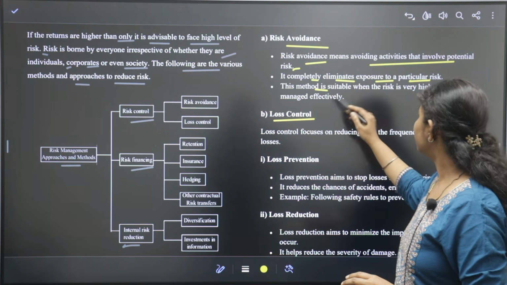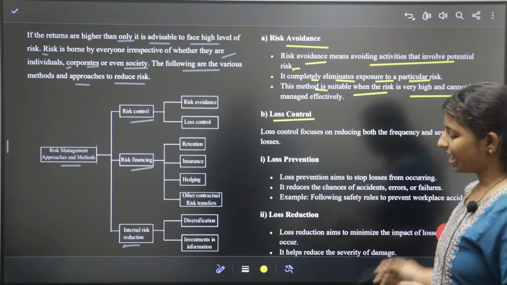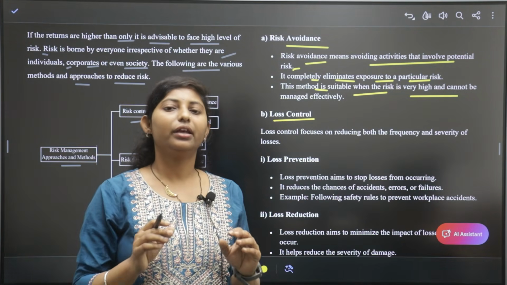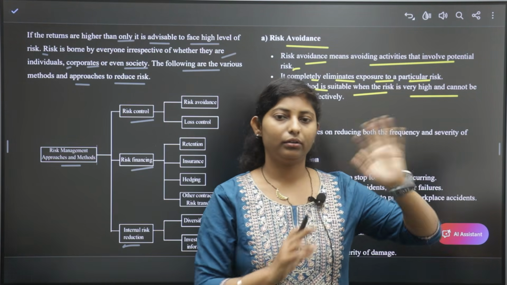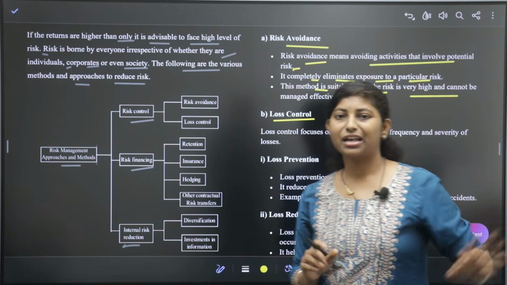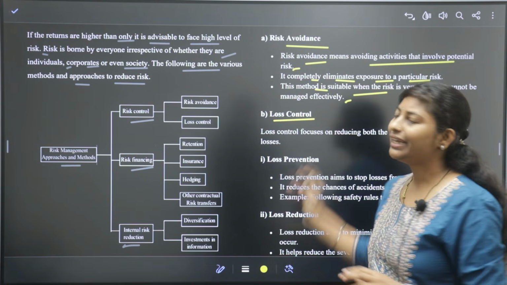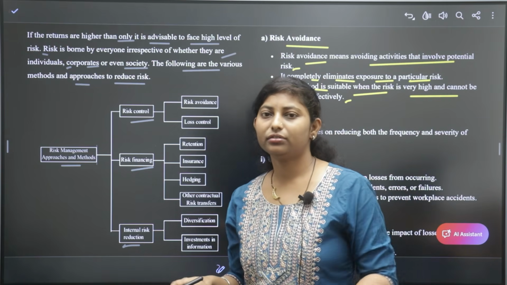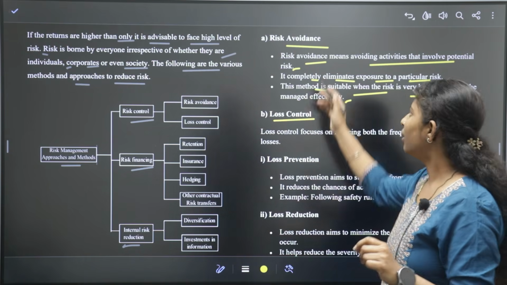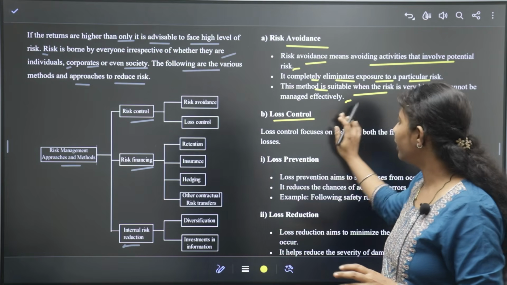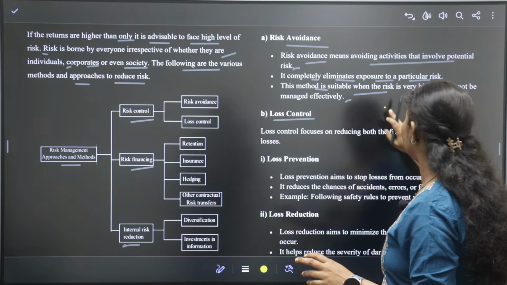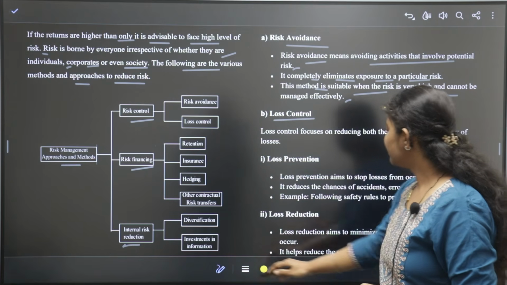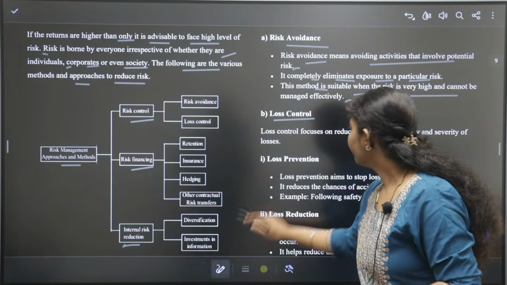Next, this method is suitable where the risk is very high. The risk avoidance method is very suitable when you already know there are a lot of chances of losses in your business. Then you can directly avoid the thing, eliminate such things, or reduce such things. We call that avoidance of risk. It is suitable when you already know there will be a maximum number of risk chances. Next, second, you have loss control.